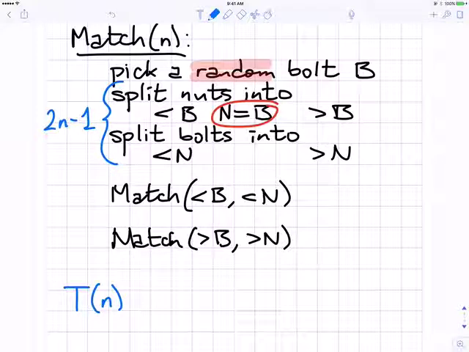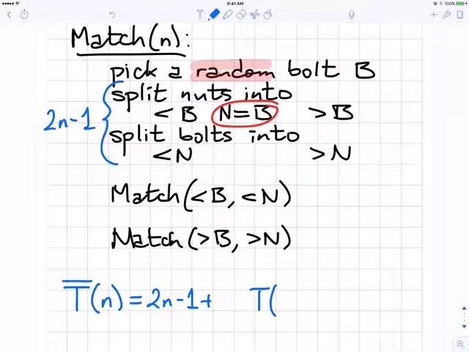Okay, the expected running time, I'm just going to write a bar over here instead of an E because otherwise this is going to get really messy. I'm always going to run 2n minus 1 tests, and then let me call the number of nuts and bolts in the first recursive subproblem K. Actually, let me say that suppose the bolt I pick is the kth smallest bolt. So there are k minus 1 things that are smaller and n minus k things that are bigger.